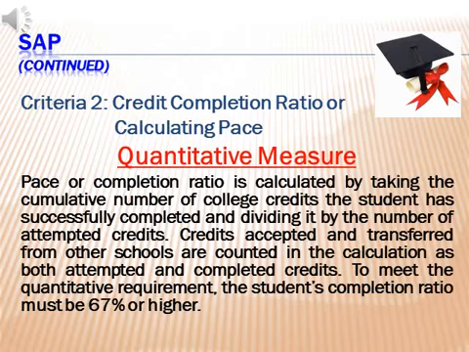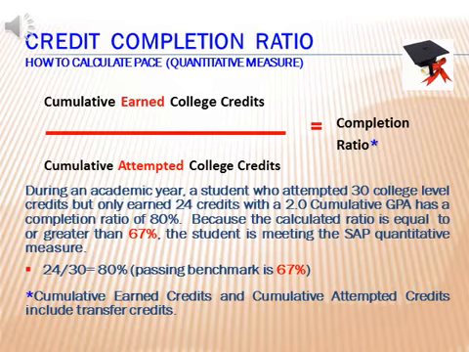SAP continues. Criteria 2. Credit completion ratio or calculating PACE, quantitative measure. PACE or completion ratio is calculated by taking the cumulative number of college credits the student has successfully completed and dividing it by the number of attempted credits. Credits accepted and transferred from other schools are counted in the calculation as both attempted and completed credits. To meet the quantitative requirement, the student's completion ratio must be 67% or higher.